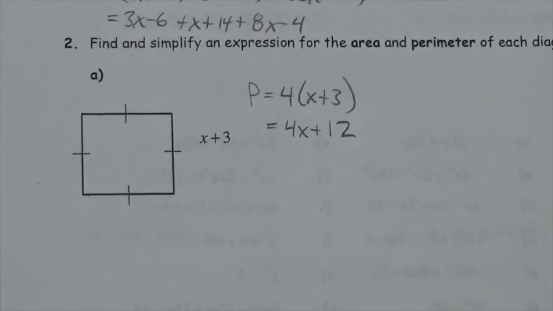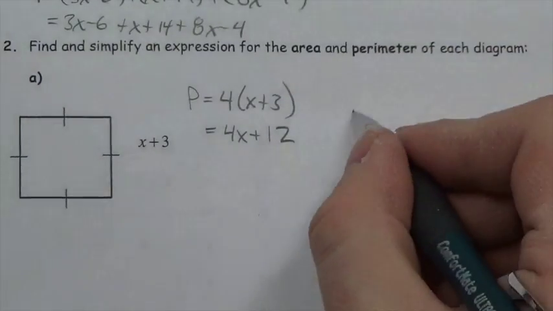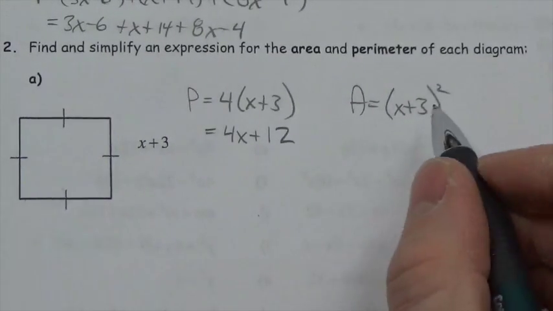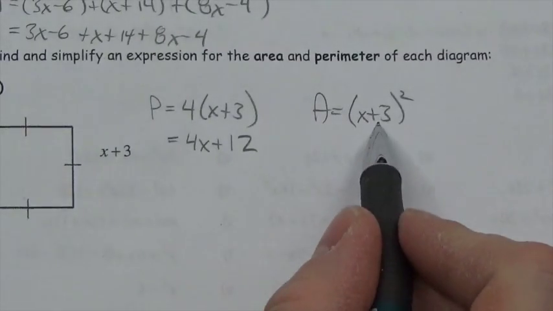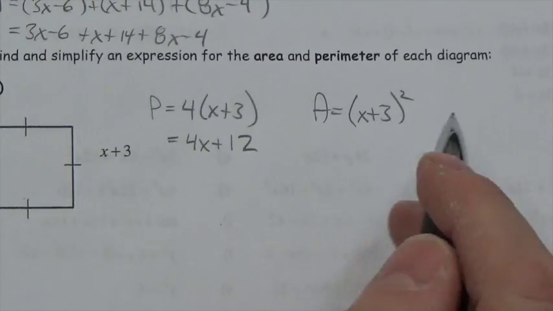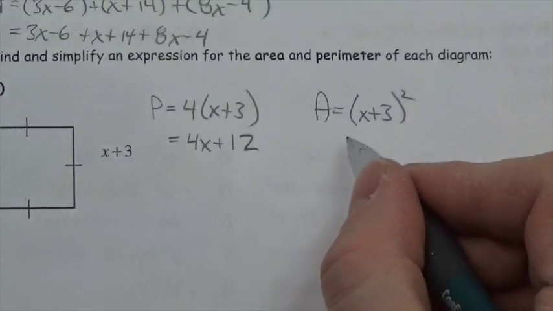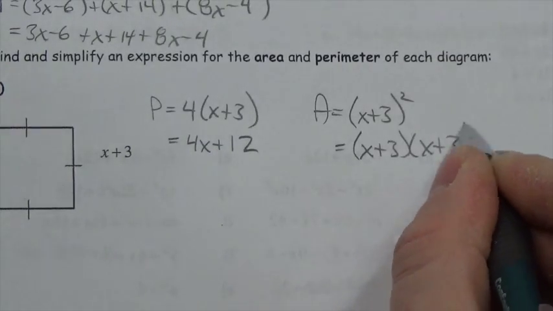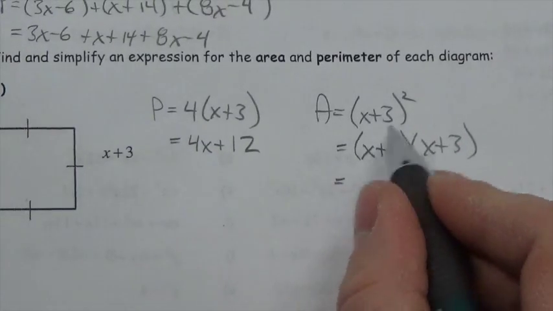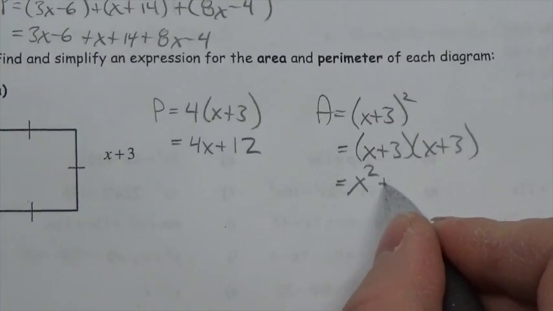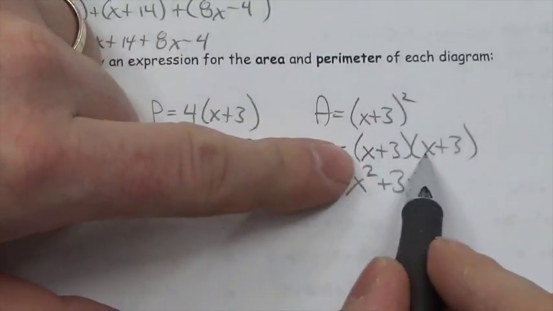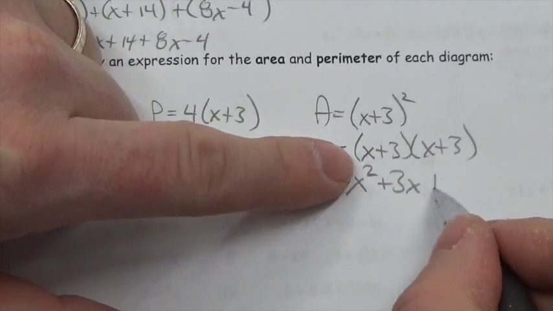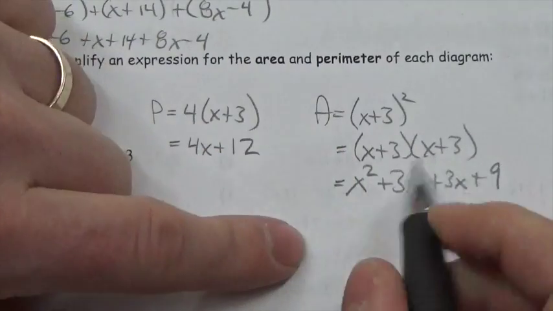And there's my perimeter. Now my area is going to be x plus 3, that's the side, squared. Now remember, I can't distribute that square to both of those terms because this is a binomial. It's not a monomial, it's a binomial. So the rule is a little bit different here. I have to make this x plus 3 multiplied by x plus 3. And when I distribute that through, I will get x squared plus 3x. That's that first term distributed to both of the terms in the second expression. And then I'm going to distribute the 3 to both those terms, so plus 3x plus 9.